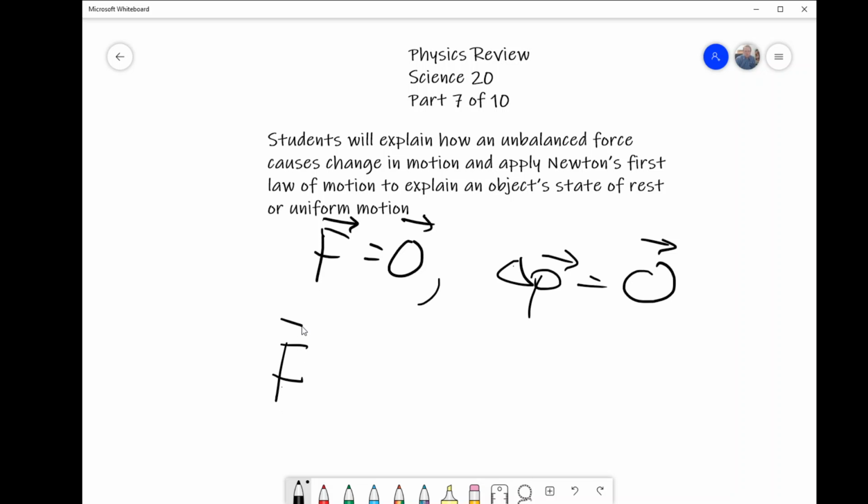So we need to have a force, and our force is going to be the change in momentum over change in time. So here is the connection between Newton's first law and an object's state of rest or uniform motion. So if the acceleration is 0, the force is 0, the change in momentum is 0. So this is that concept that we put together back in Science 20.